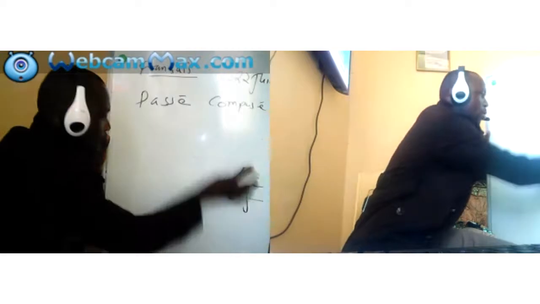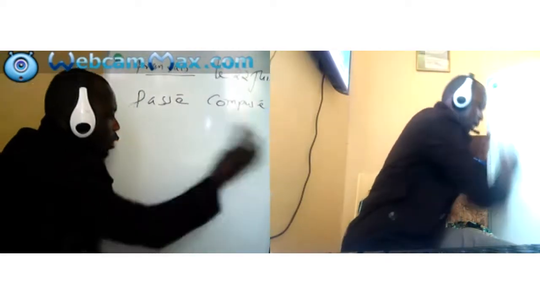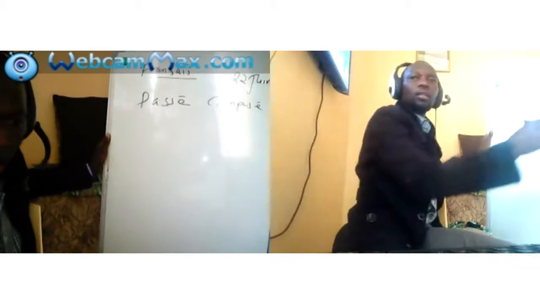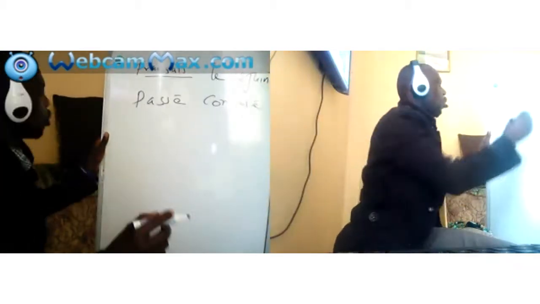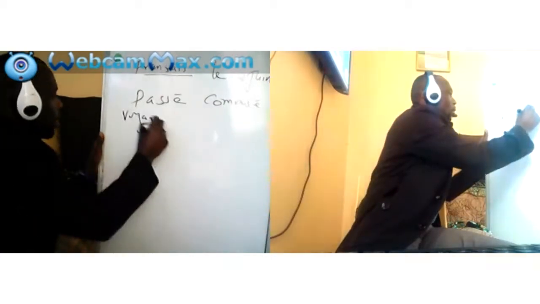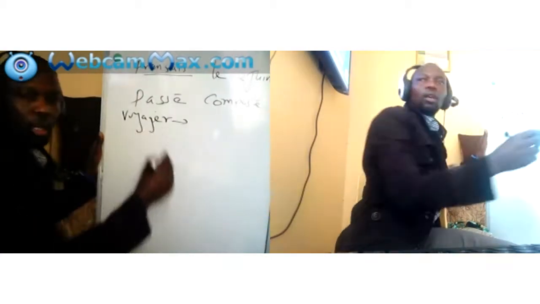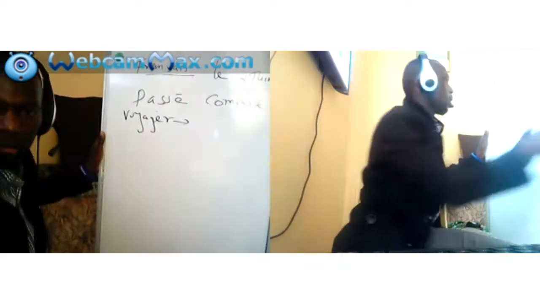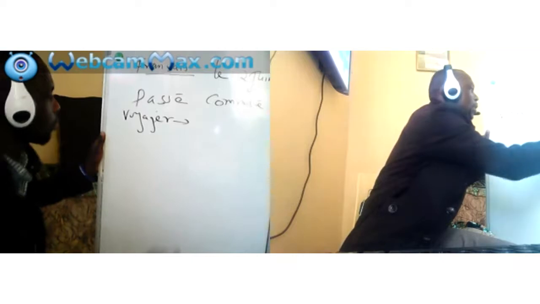If you have a question, please use the public chat. Peter, if you have a question, use the public chat and the rest. So we have the past participle, which is voyagé. The verb is voyager. The past participle, Cecilia, I'm clear? The past participle is that.